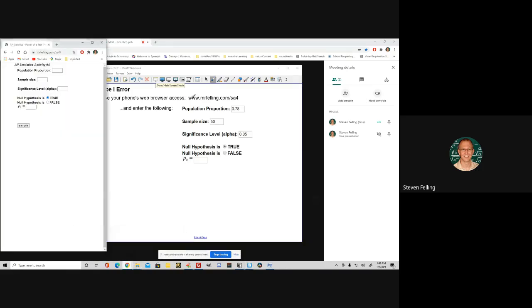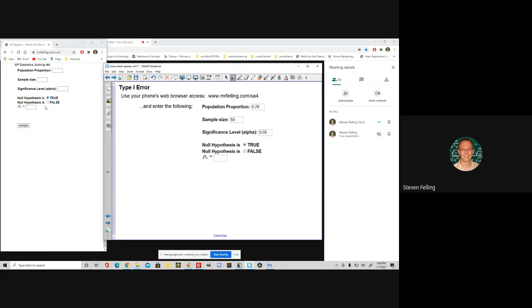If you go to mrfelling.com/SA4 in a web browser on your phone, you'll get to this page right here. Okay. All right. So what we're going to do is enter the following numbers here. We're going to put 0.78 in for the population proportion. We're going to put a sample size of 50. We're going to indicate our significance level, which is called alpha, which is when we start deciding that something is unusual enough, or low enough probability, to cross over and be considered unusual. And then we'll just say that the null hypothesis is true. We'll just leave that checked. Okay. And then we'll click sample.